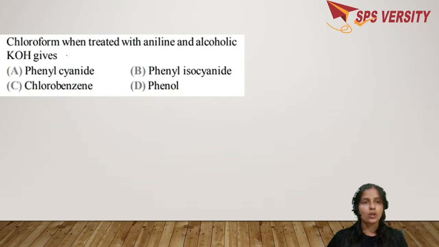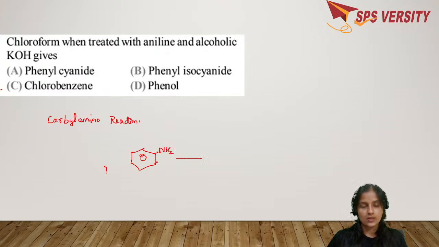The next question. Chloroform when treated with aniline and alcoholic KOH. What is this reaction? This reaction is called the Carbylamine reaction. What you're going to do over here, you take an amine, NH2. This is treated with chloroform, CHCl3, and heated with KOH.